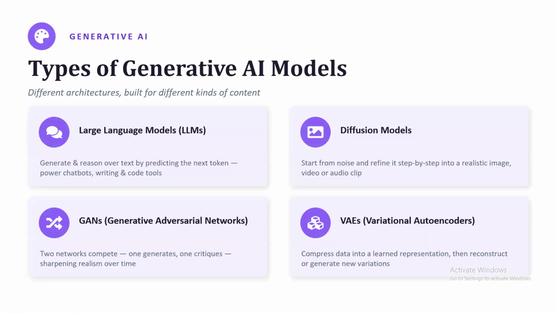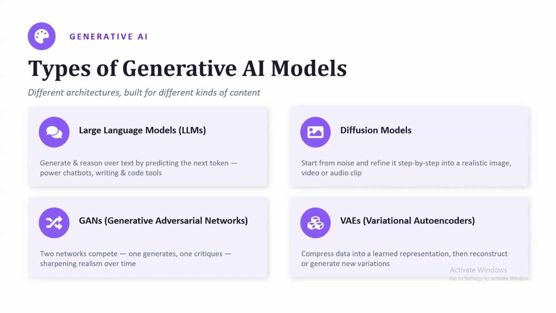Types of generative AI models: large language models, diffusion models, generative adversarial network models, and variational autoencoders. The large language models generate and reason over text by predicting the next token. That is powered by chatbots, writing, code and tools. Diffusion models are another framework in the deep learning approach where we start with noise and refine in steps, and it produces audio, video and images.